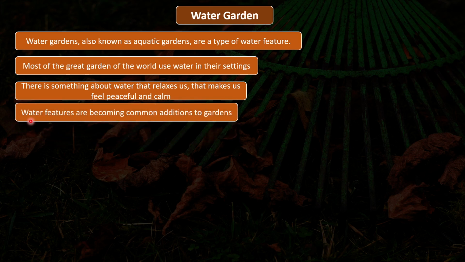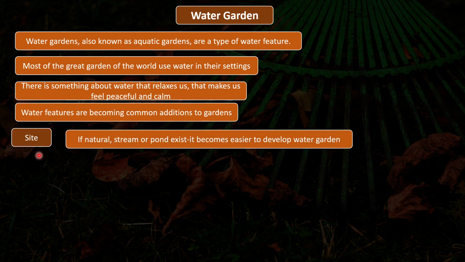So therefore a water garden is a good idea to have that sense of relaxation. Now also, water features are becoming common additions to gardens. So because of this reason, water gardens or water features have become an important part of every garden. Now, what should be the site of a water garden?